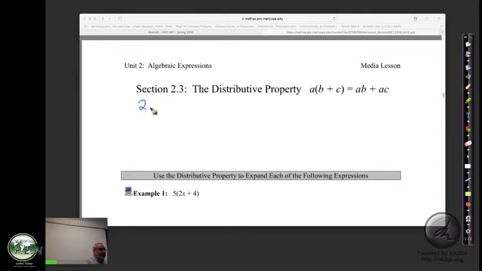Let's take 2 times the quantity 3 plus 4. Now we know, how are we supposed to work this? What are we supposed to do first? Parentheses first. So we would take 3 plus 4, right? And so that should give us 2 times 7. And then we do what next? Multiply 2 times 7, 14. No problem there, right? Okay.